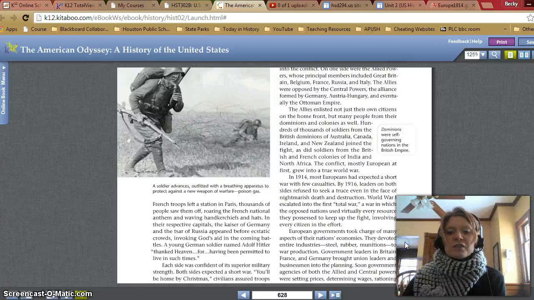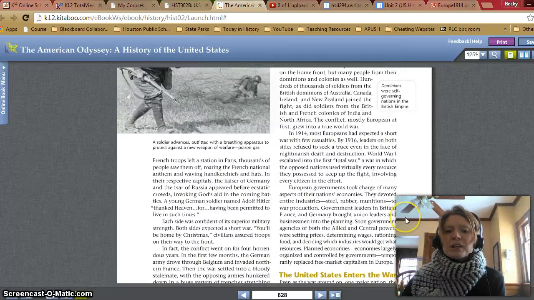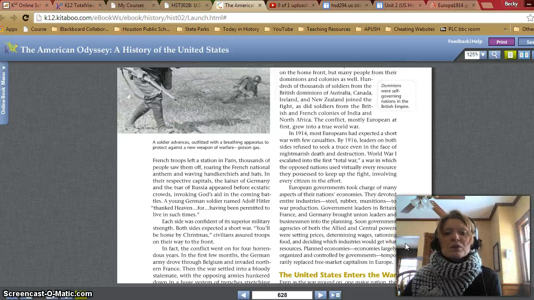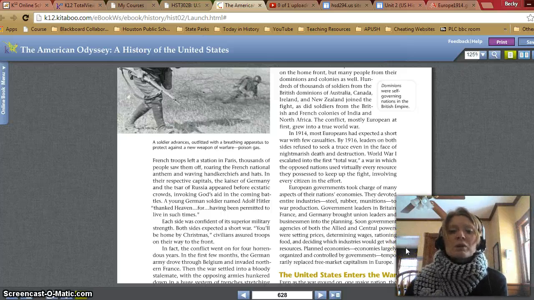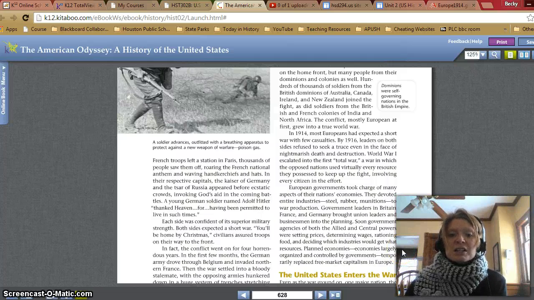European governments took charge of many aspects of their nation's economies. They devoted entire industries, steel, rubber, munitions, to war production. Government leaders in Britain, France, and Germany brought union leaders and businessmen into the planning. Soon government agencies of both the Allied and Central Powers were setting prices, determining wages, rationing food, and deciding which industries would get what resources. Planned economies, largely organized and controlled by the government, temporarily replaced free market capitalism in Europe.